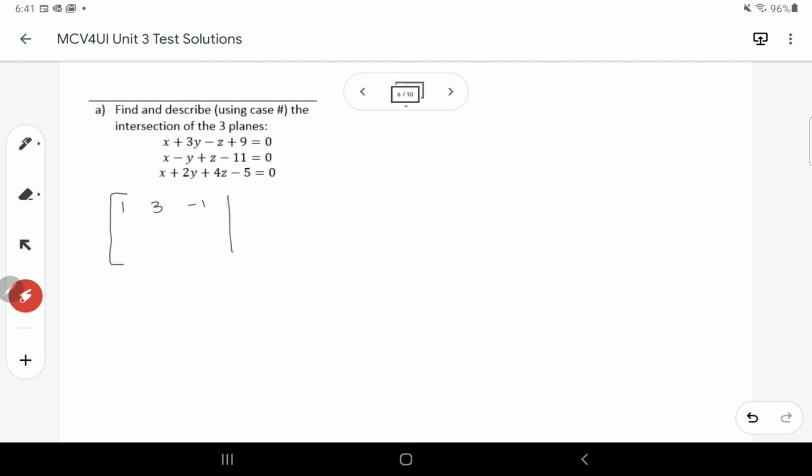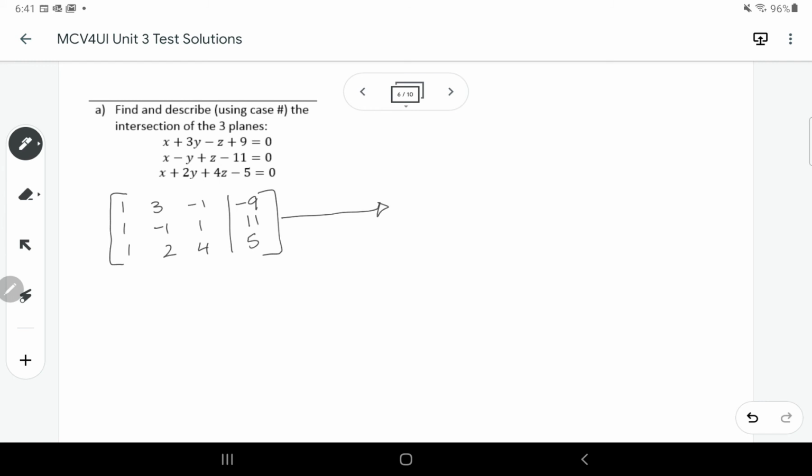You have to put the system in like this, where the line kind of represents where the equal sign is. So you would have to bring that 9 to the other side and it would be -9. A couple people had that error. Then 1, -1, 1, 11, and 1, 2, 4, and 5.